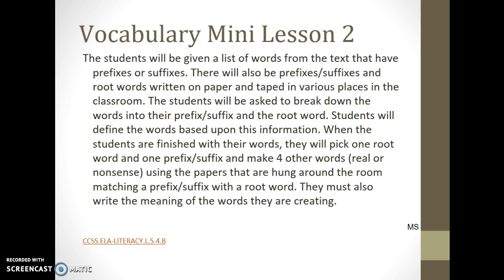When the students are finished with their words, they will pick one root word and one prefix or suffix and make 4 other words, real or nonsense, using the papers that are hung around the room, matching a prefix or suffix with a root word. They must also write the meaning of the words they are creating.